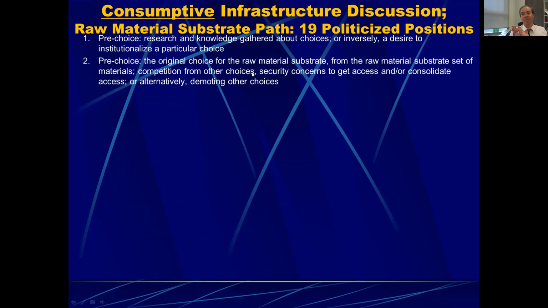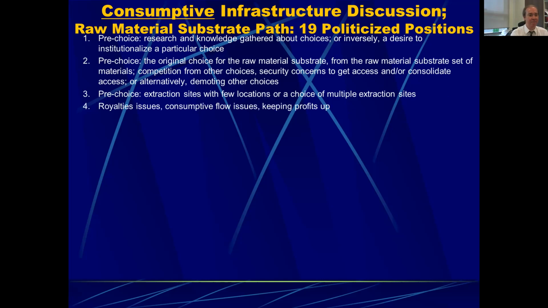Like, what are the immediate competitors? If you choose aluminum, what are the other places to extract aluminum? Why did you choose this particular location to extract aluminum and not the other location? All those things really matter. Why did you choose aluminum versus steel? Those are the kind of pre-choice issues. Other extraction sites is another pre-choice issue, as I said.